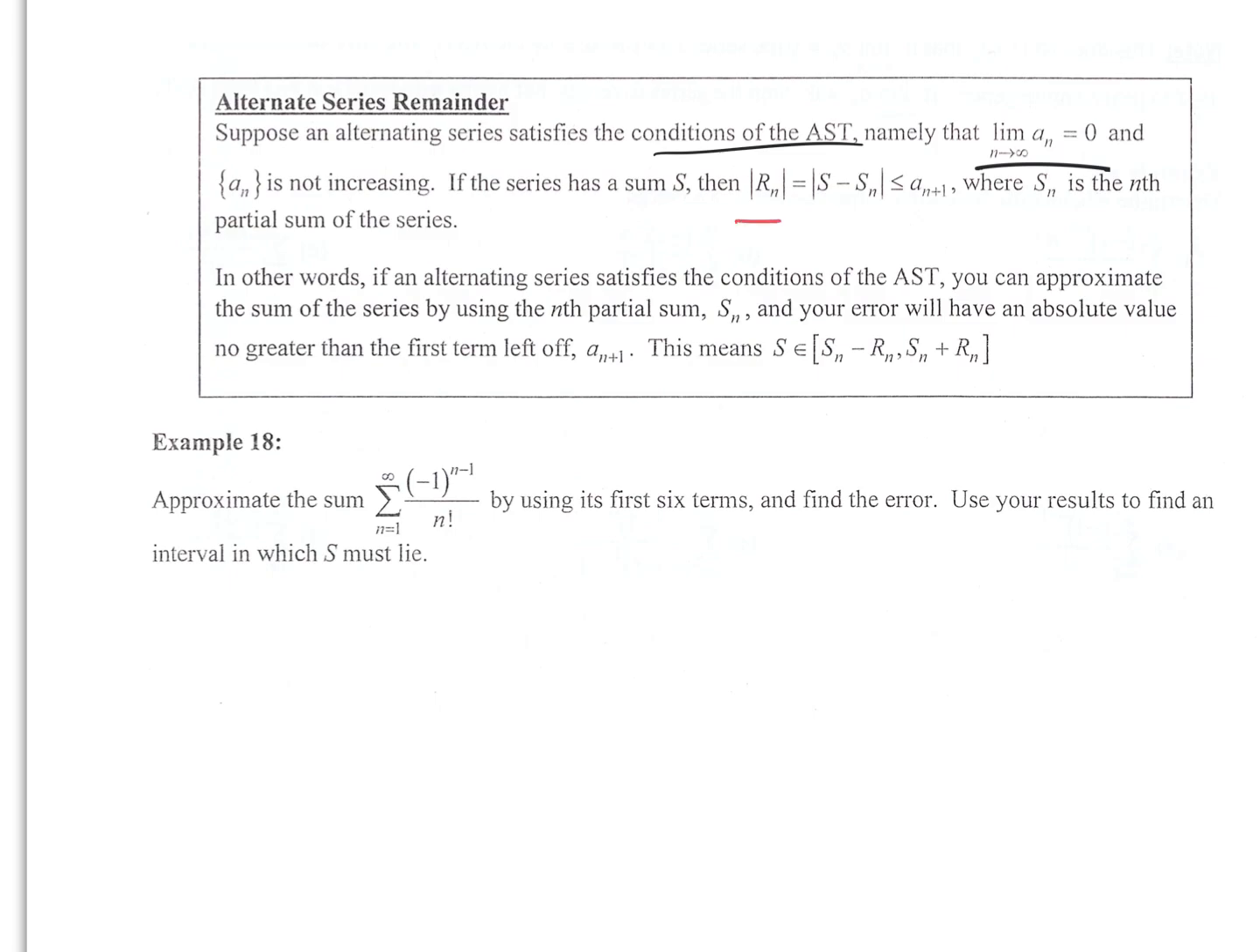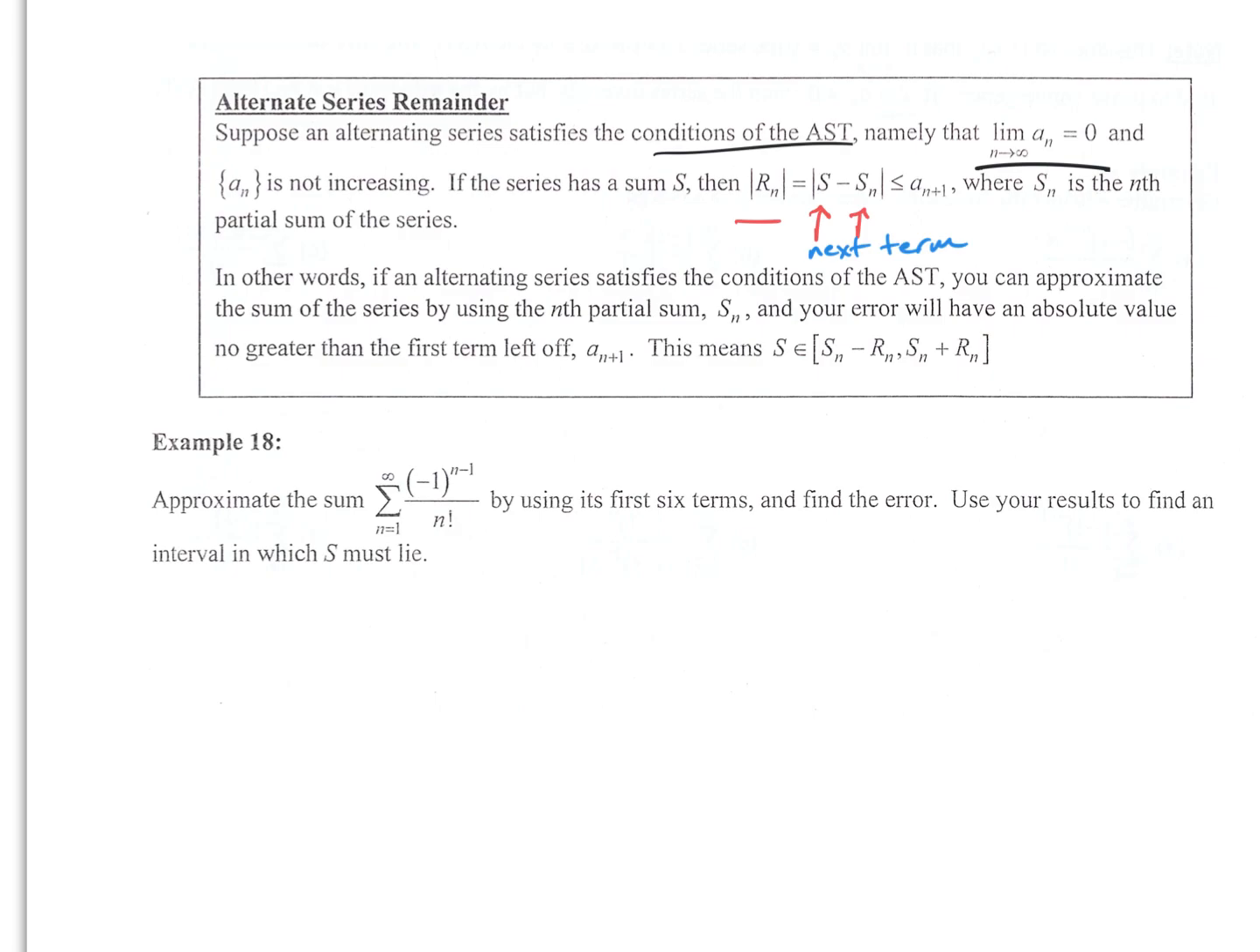So our remainder is our actual sum subtracted from our partial sum, or our partial sum subtracted from our actual sum. And that's what the remainder is, okay? And so what I want you to write down is I want you to think of it as the next term, all right? So the actual sum of whatever it is going to be less than the next term, all right? And so that's the remainder part of it, all right?